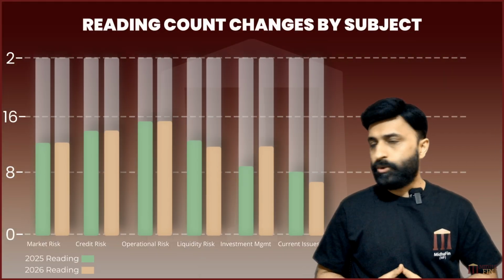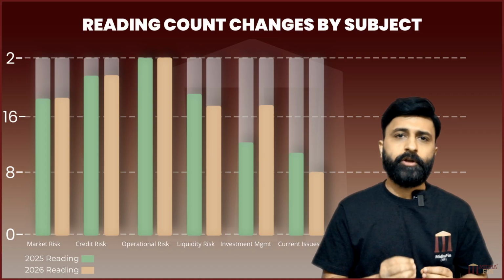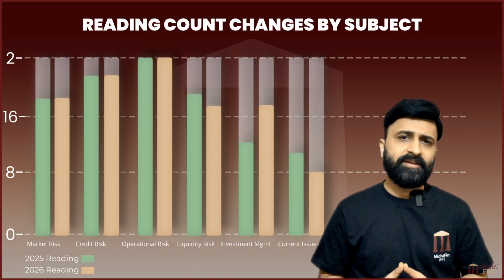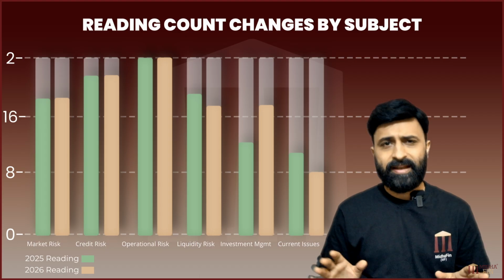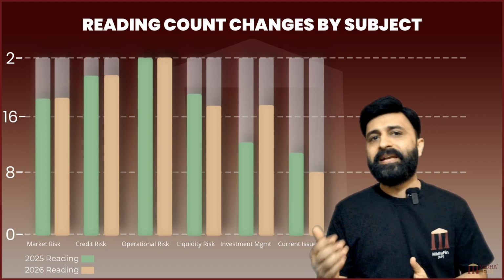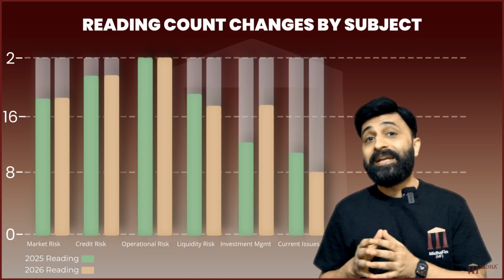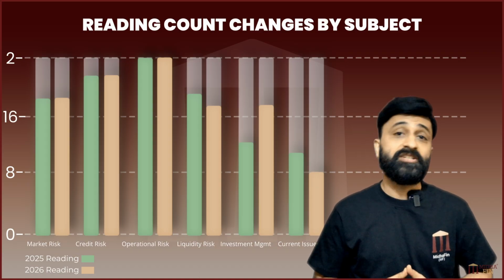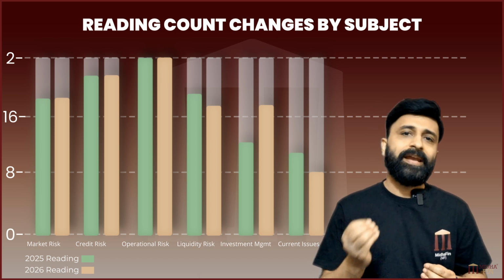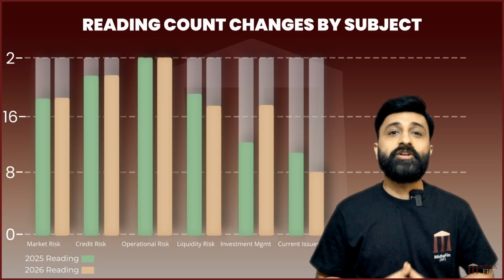This chart shows where the curriculum changes in size, module by module, or subject by subject, you can say. So market risk, credit risk, and operational risk, as I said, essentially stay flat. Liquidity and treasury risk reduces from 19 to 17 readings. Investment management expands from 11 to 17 readings, which is, as I said, the largest shift in Part 2 this year. Current issues moves from 9 to 8 readings, but that smaller count still reflects major topic rotation.